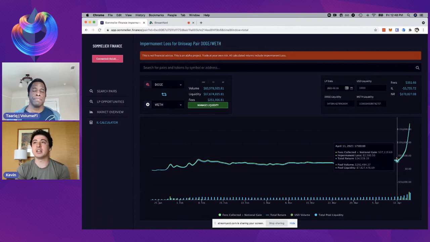So now I'm using impermanent loss to my advantage. I'm going to be providing liquidity for the Doge pair. People are going to be buying my Doge and giving me WETH at a good price. So if I'm short-term bullish on Doge, but long-term bullish on WETH, this might be a great opportunity for me to make fees on the ride.